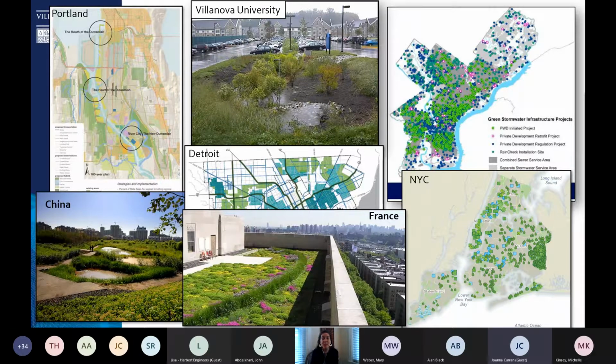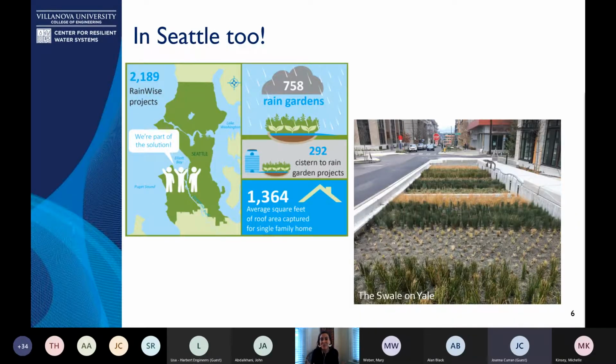It's becoming increasingly prevalent. And in Seattle too, there's a huge program, as I'm sure many of you know far better than I do. Here we just have some examples from the Rainwise project and also the Swale on Yale, which I really enjoyed looking at. It looks like a really interesting program. So I had fun reading about it over the past week.